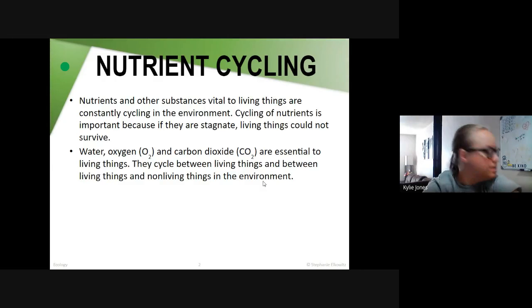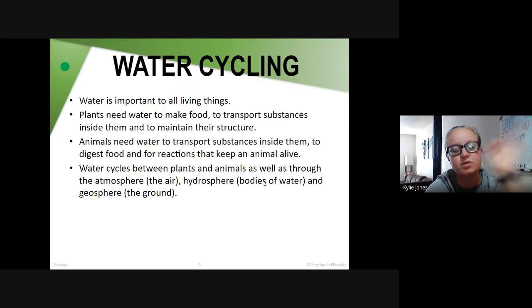Alrighty. For our next slide, water. Water is super important to us as living things. We need water to survive. You must drink water, or you're just not going to make it. But so do plants and animals. They need water as well. So water is important to all living things.